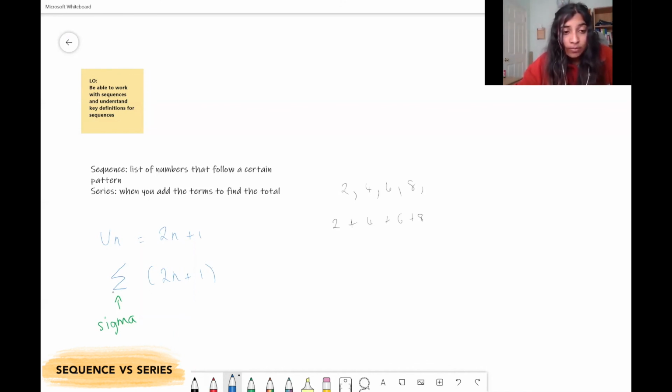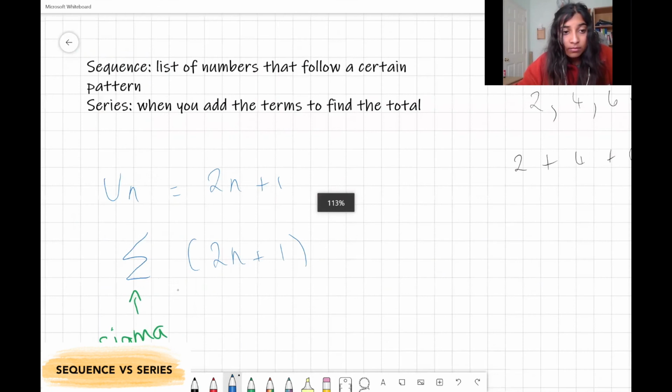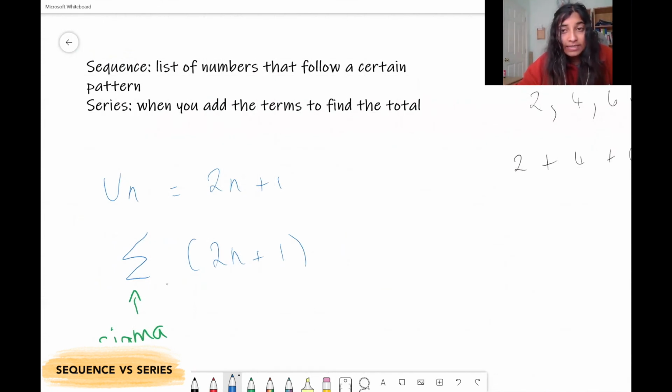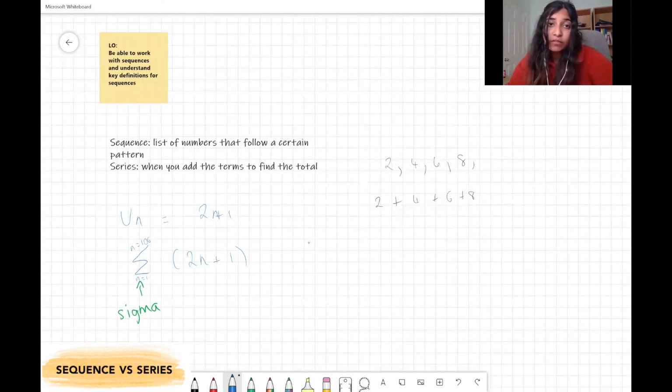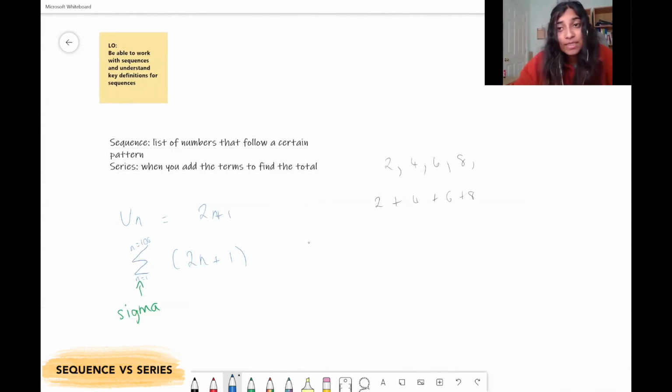And then if you want to specify the terms that you want to add up between, you just write your numbers below it and above it. So let's say you wanted to do it from the first term in the sequence, you just write from when n is equal to 1. If you want to sum that up to the 100th term in your sequence, you just write n equals 100 at the top. And that's just a brief overview of the difference between sequences and series.